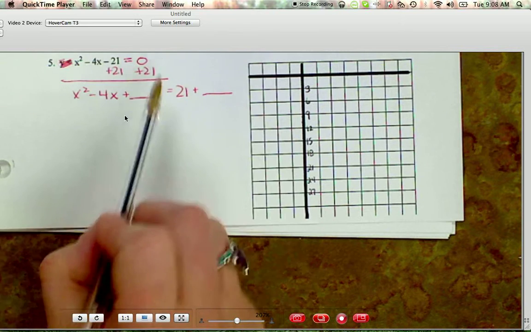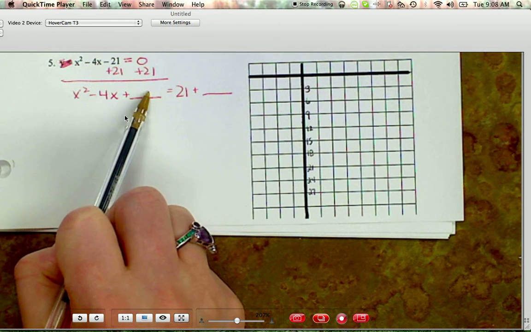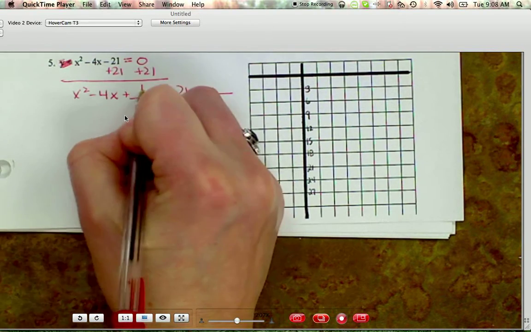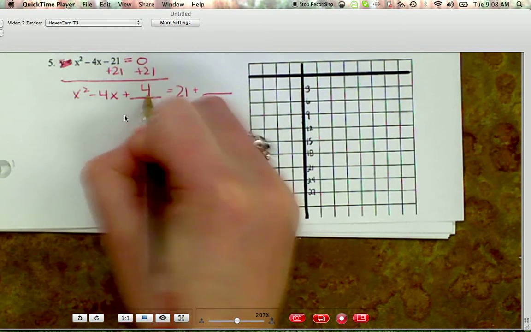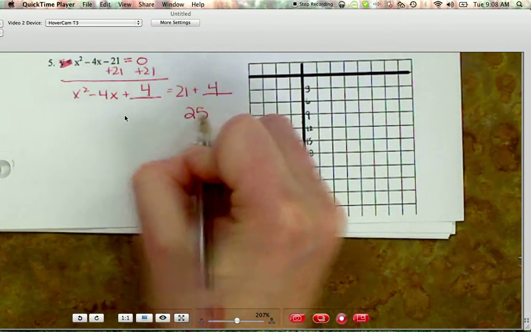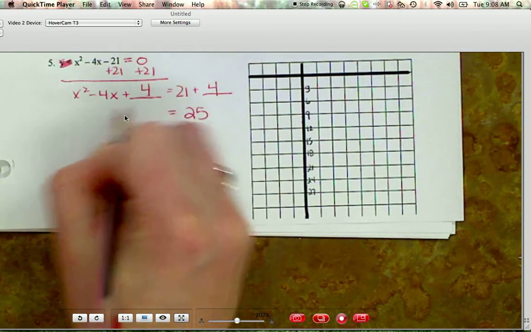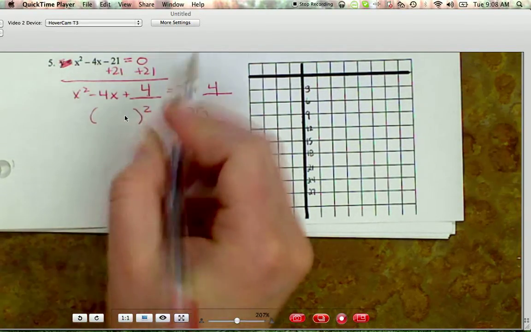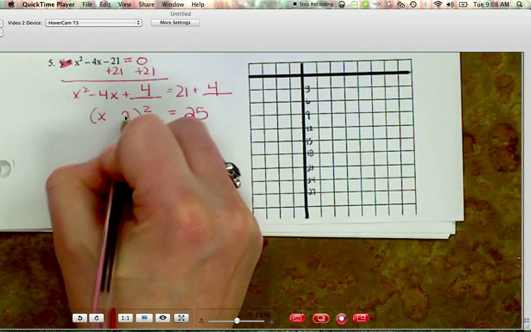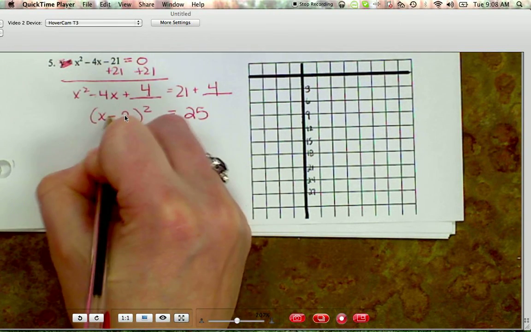We want to fill in the blank by taking half of b and squaring it. So half of 4 is 2. 2 squared is 4. We add it to the left side, which means we have to add it to the right side. So on the right side we get 25. This then factors into a perfect square. Take the square root of this guy, take the square root of this guy, bring down the sign in the middle.